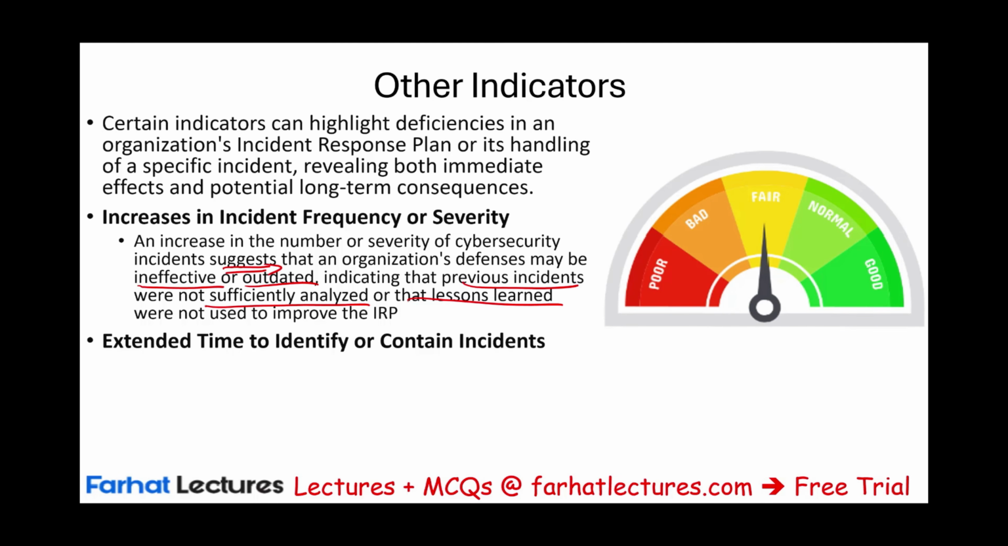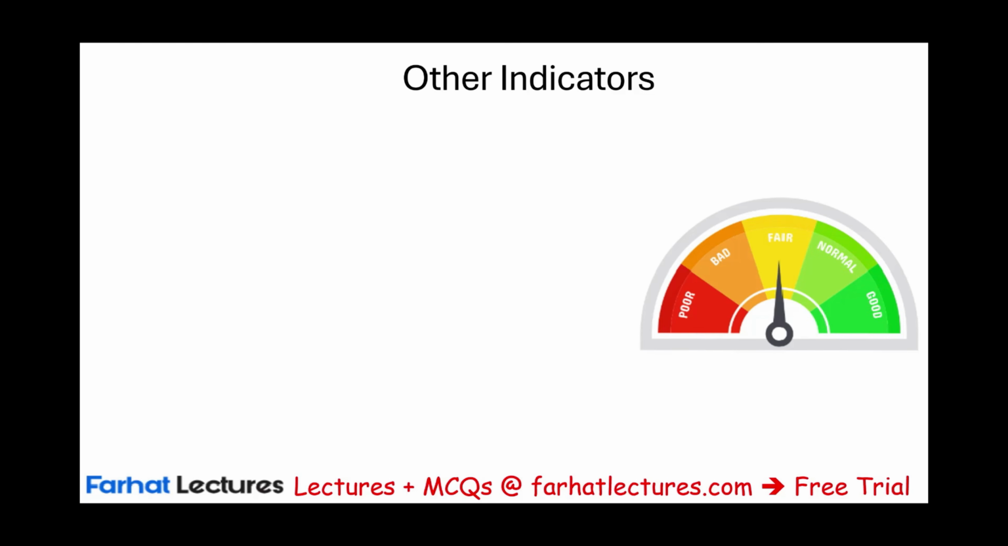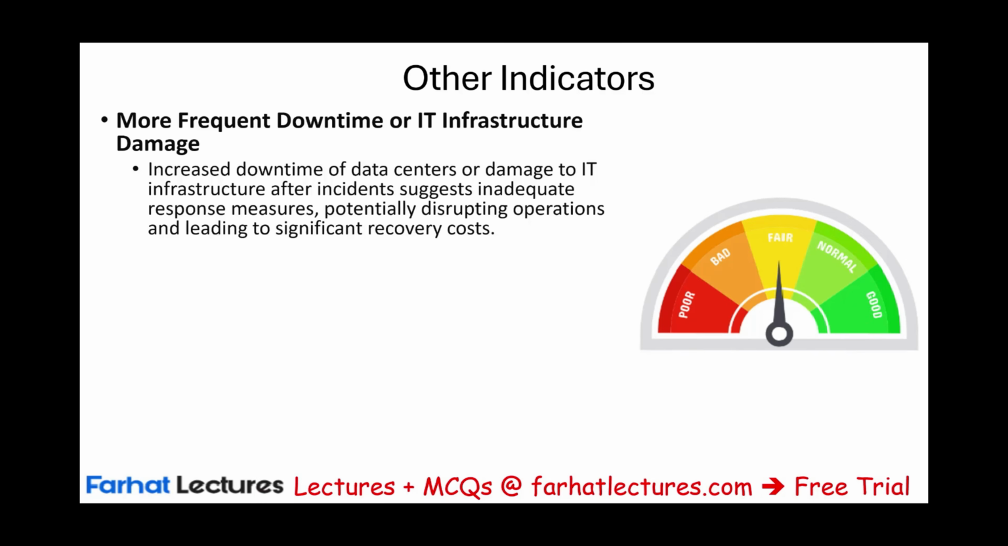Extended time to identify or contain an incident. The longer this takes, the worse off we are. Delay in detecting or containing incidents highlights weaknesses in the organization, its IRP, or cybersecurity posture, potentially leading to more extensive damage or data loss. Other indicators might include more frequent downtime or IT infrastructure damage. Again, you want to try to eliminate the downtime. Increasing downtime of data centers or damage to IT after incidents suggests inadequate response measures, potentially disrupting operations and leading to significant recovery costs. That's also bad.